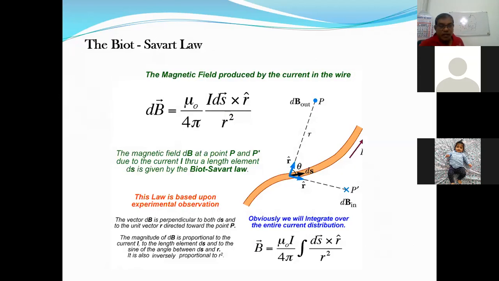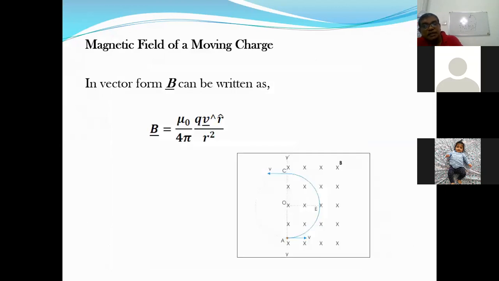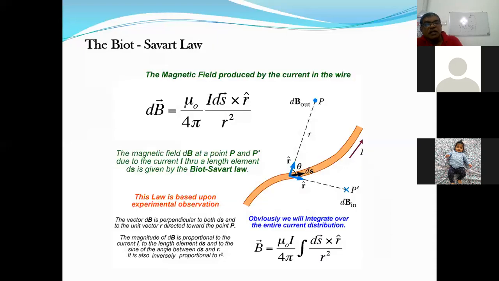Now the first law says the Biot-Savart law. This Biot-Savart law and whatever I have discussed earlier is a different one. The earlier one represents the magnetic field due to a moving charge. The Biot-Savart law gives the magnetic field around a current carrying conductor. So this actually represents the Biot-Savart law, and you can see the ds.